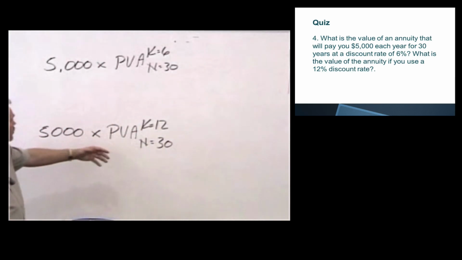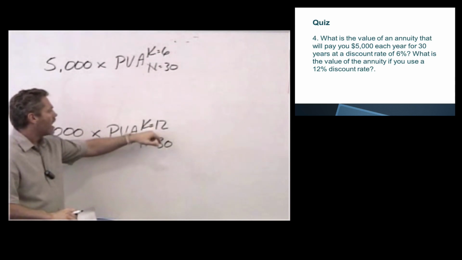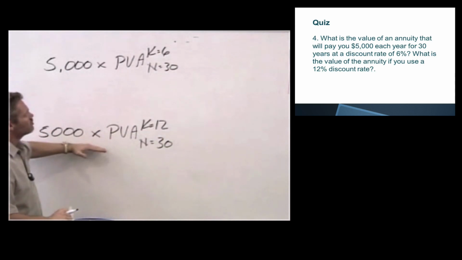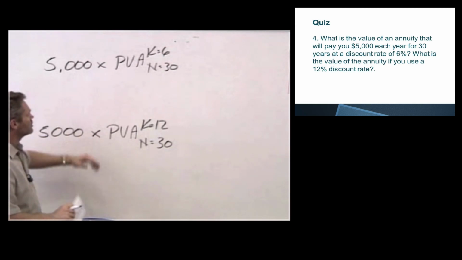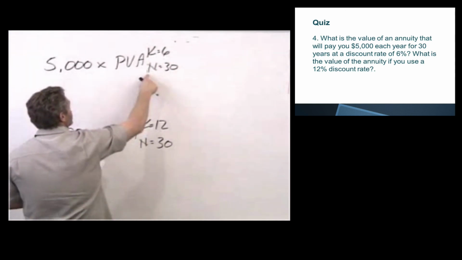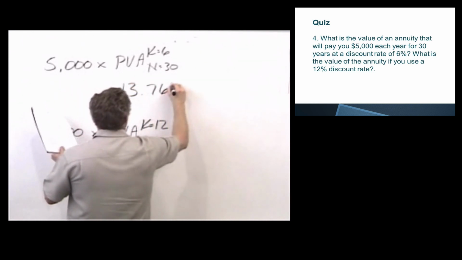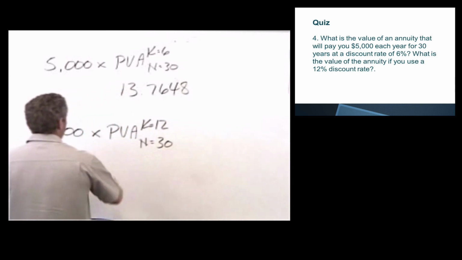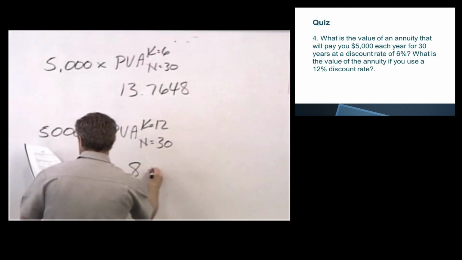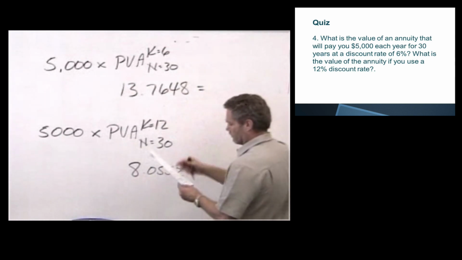We talked about before, we're coming back present value, and so we're discounting. So one thing I know for sure, the higher the discount rate, the smaller the number. So before I even do my factors, this one needs to be lower. If this answer isn't lower, we made some mistake. So I look up my factor, present value of an annuity, K equals 6, N equals 30. Gives me 13.7648. And present value of an annuity, K equals 12, N equals 30 gives us 8.0552. We multiply our factor times our 5,000.